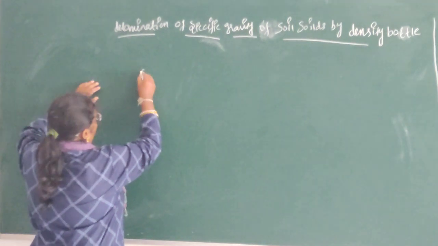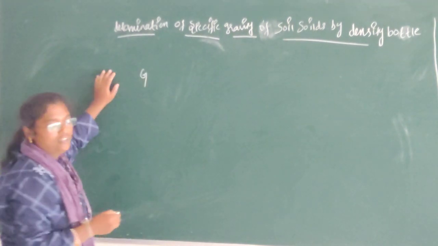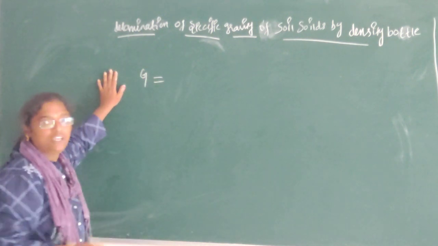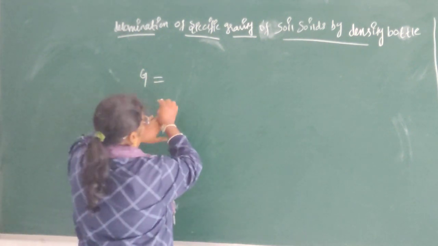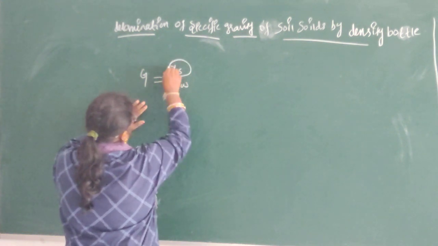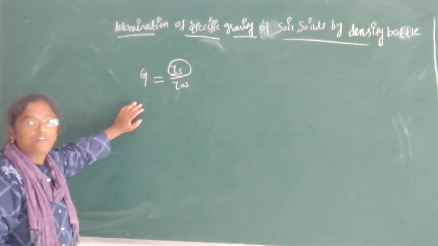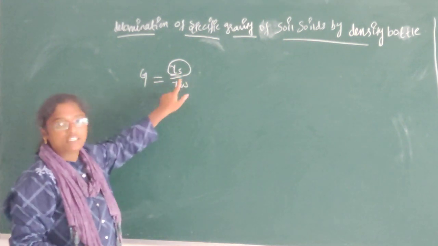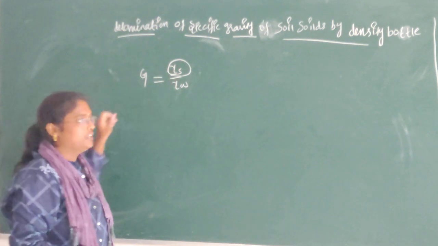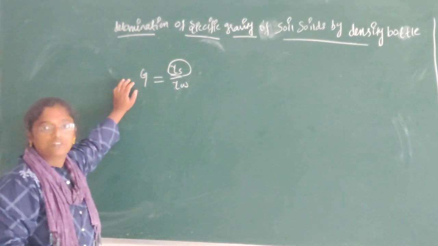I have already told you the specific gravity is denoted by the capital G. So for specific gravity you will not have any units. What is the formula for specific gravity? Gamma S by gamma W. Here an equal volume of soil solids and an equal volume of water will be taken, so weight by weight will become no units.